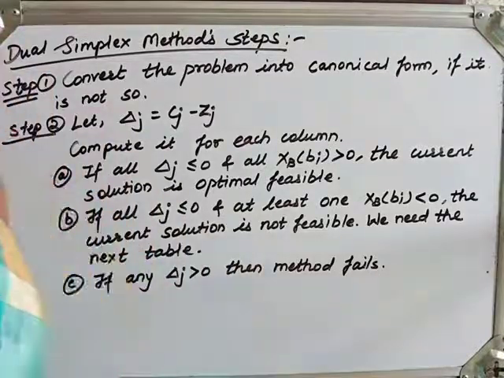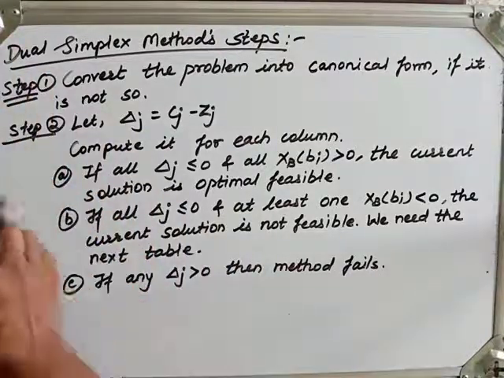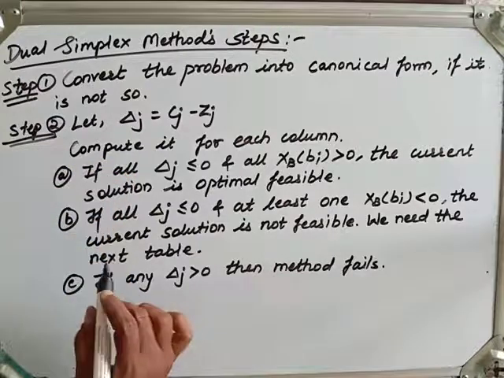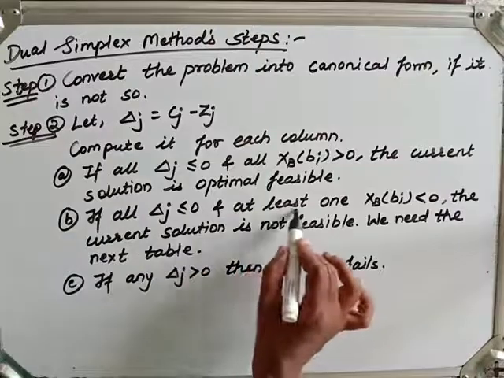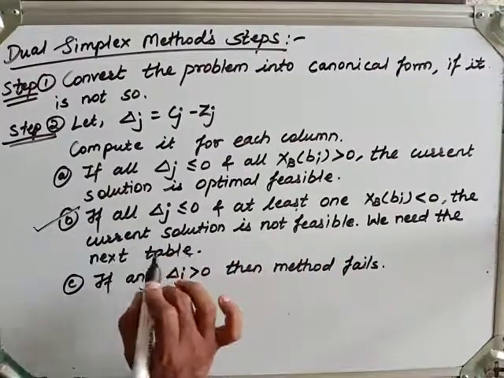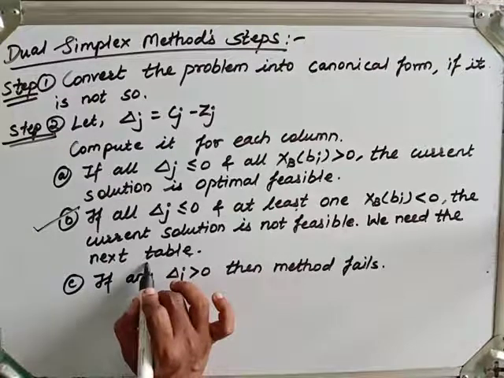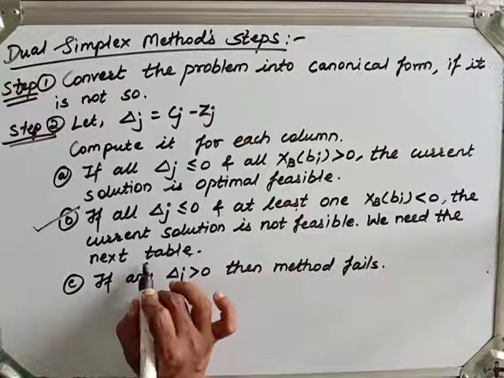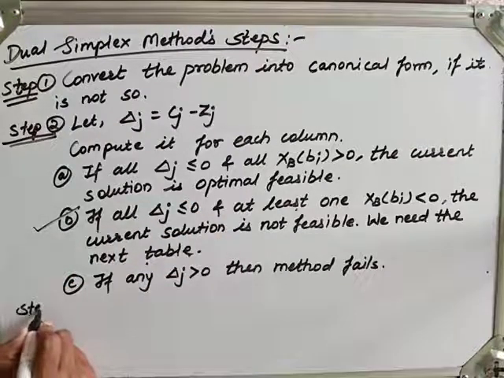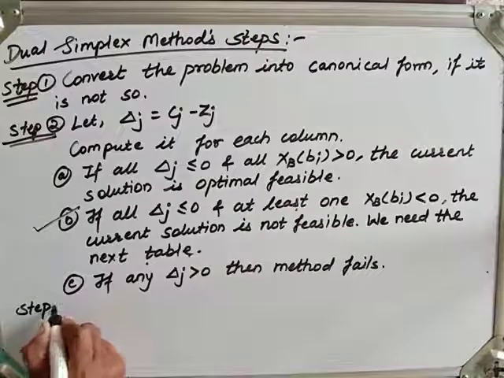So this is step 2. Now step 3 is for getting the next table. For getting the next table we need a pivot element. So how should we get a pivot element? For that we need to see step 3, step 4 and the next steps.